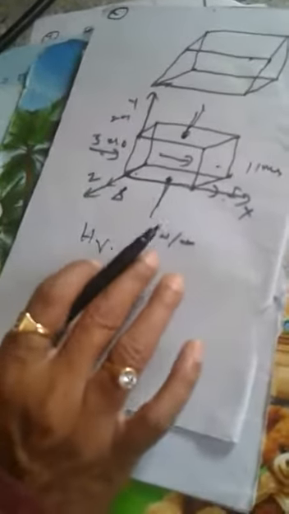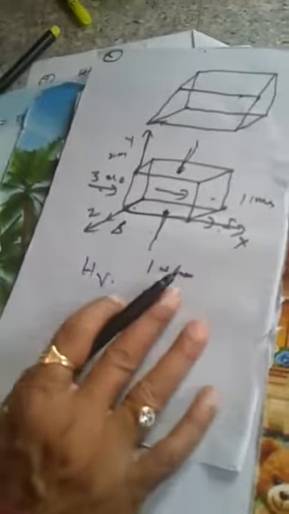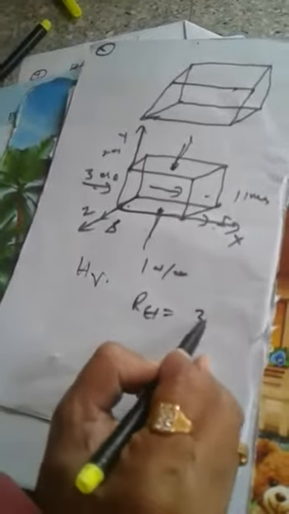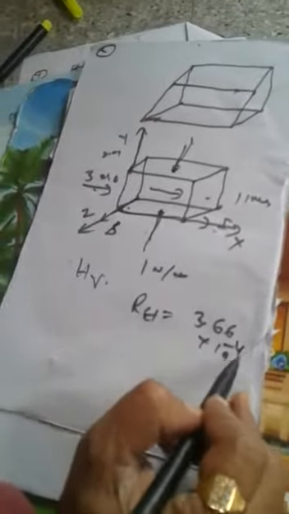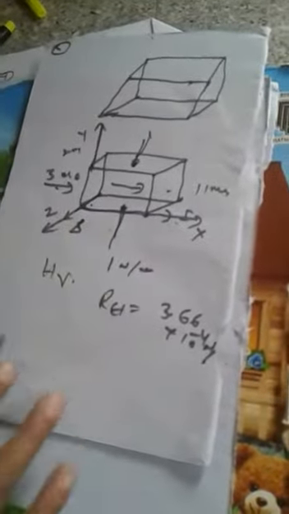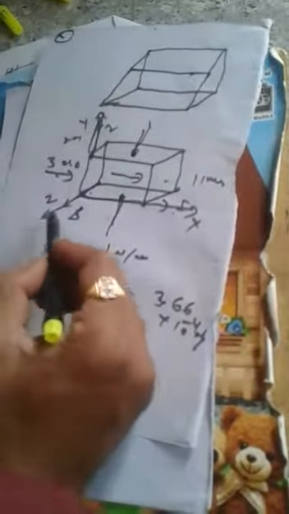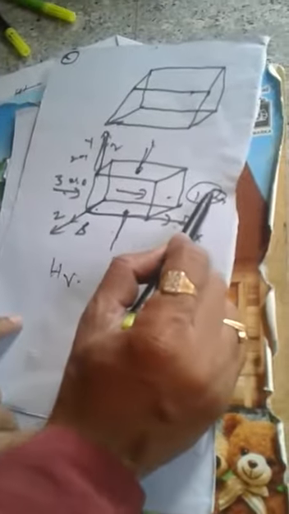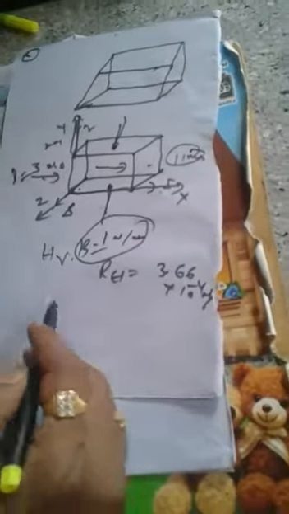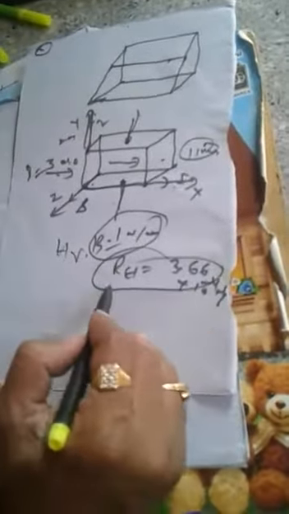Now, the Hall coefficient of the material is given as 3.66 into 10 to the power of minus 4 meter cube per coulomb. So also calculate the charge carriers. We know all the given values. Y direction is 2 centimeter, Z direction is 1 millimeter, the strength of the magnetic field is 1 Weber per meter square, the current I is 3 milliampere, and the Hall coefficient RH is given.